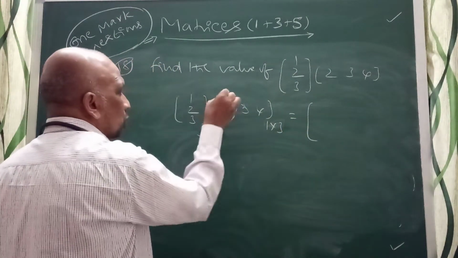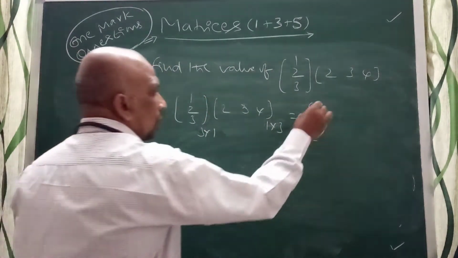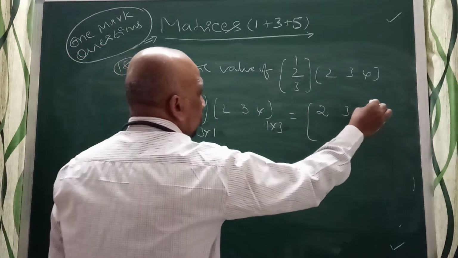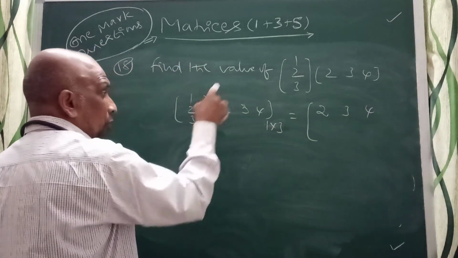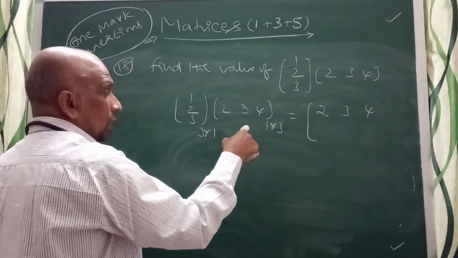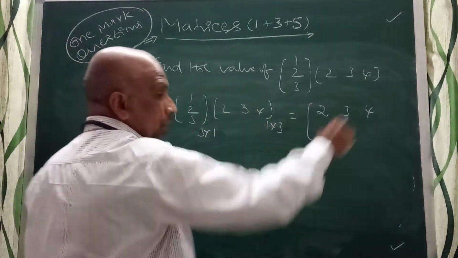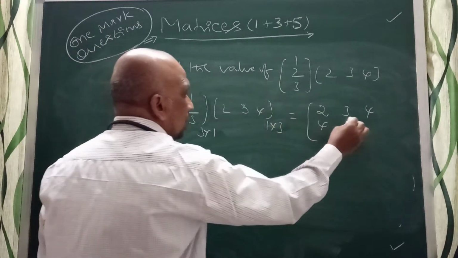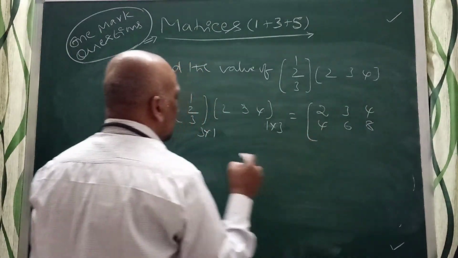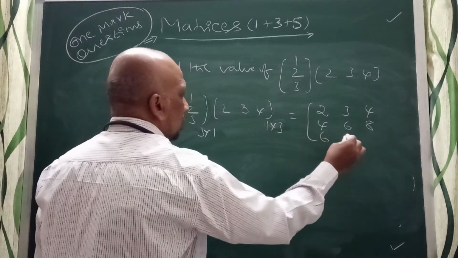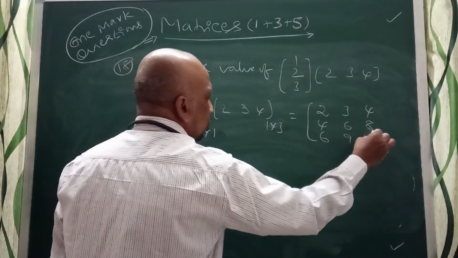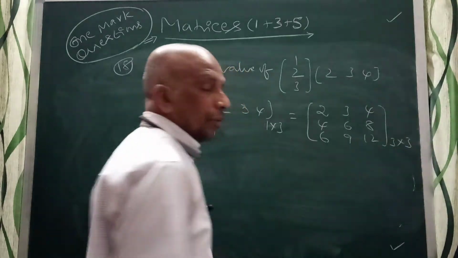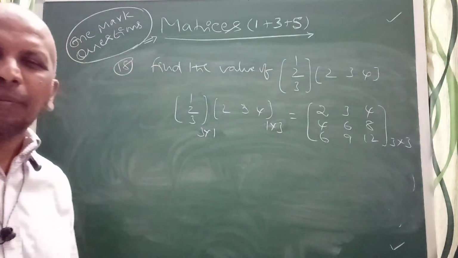So you can see first row with first column, you get 2, then 3, 4 for the second and third columns. With 2, 2 twos are 4, 2 threes are 6, 2 fours are 8. This one, 3 twos are 6, 3 threes are 9, 3 fours are 12. This is the required matrix of order 3 by 3.